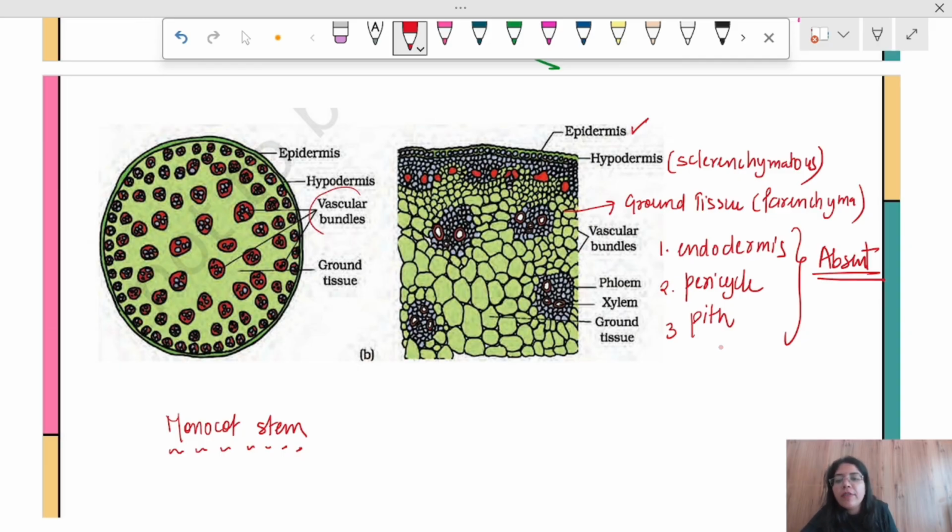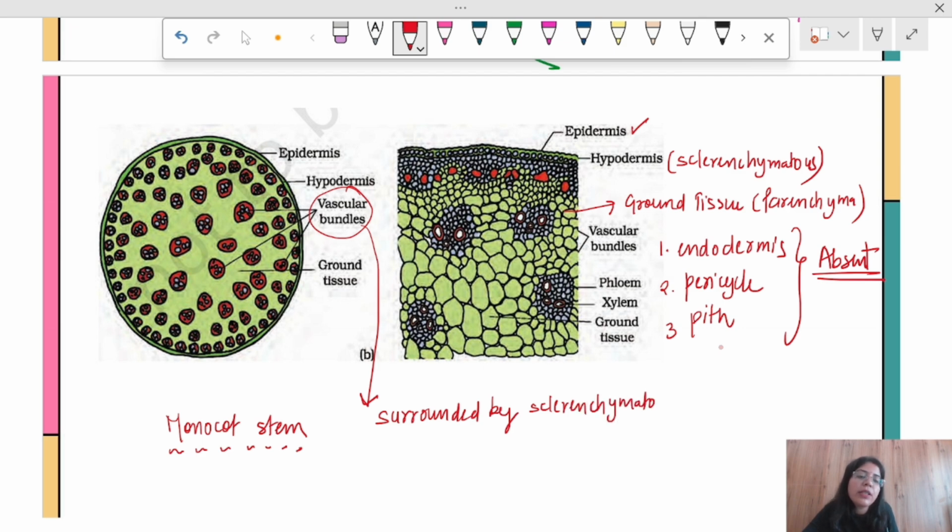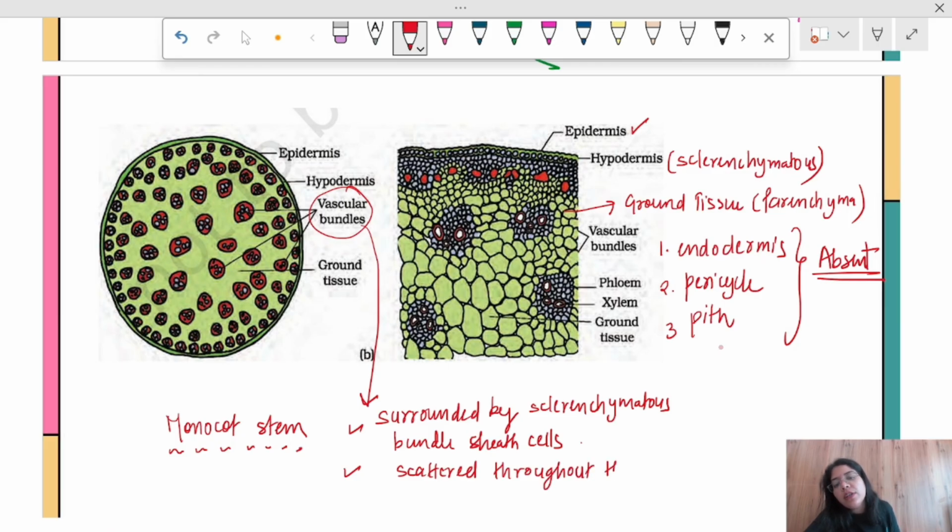And just look at the vascular bundles. Vascular bundles, first of all, they are surrounded by sclerenchymatous bundle sheath cells, and they are scattered throughout the section. So they are everywhere, they are scattered.